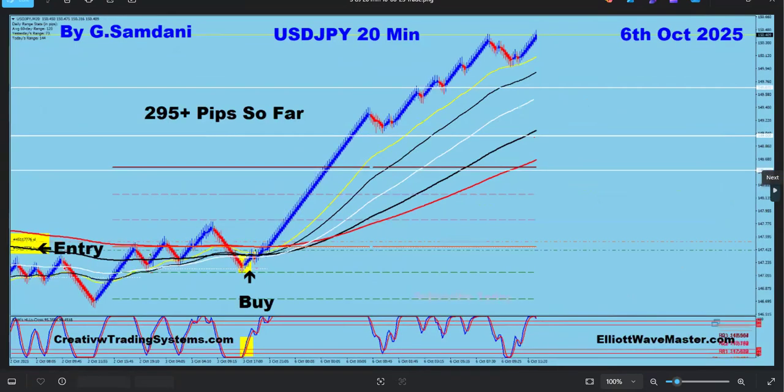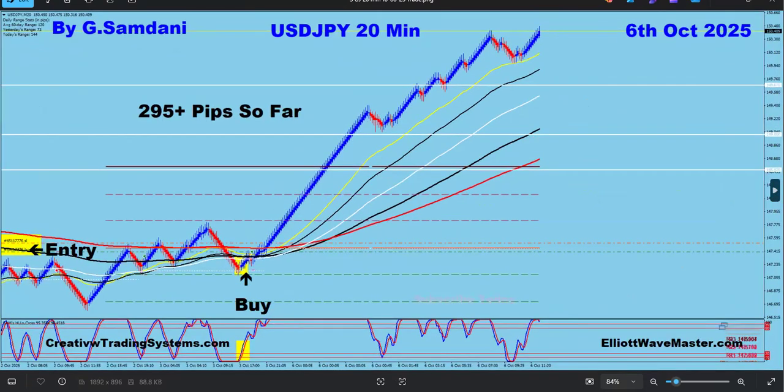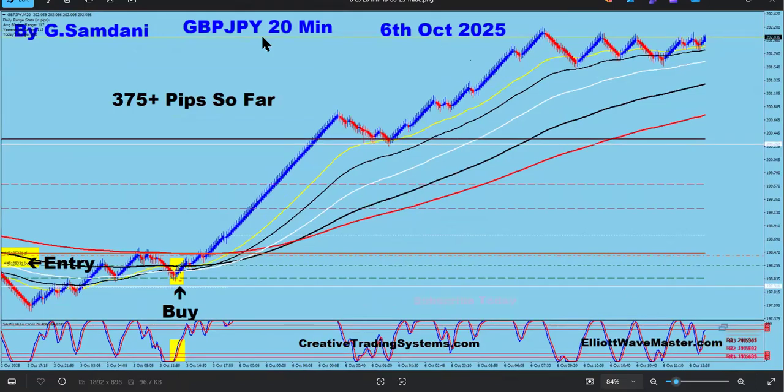From the 20-minute chart, you can see later on. Okay, forget about that chart, it was the Euro USD weekly chart. But this is USD yen from the 20-minute entry here to 295 pip here on Monday the 6th. And this is on Monday, pound yen. This is the entry from the 20-minute chart right there, the entry buy orders. SL moved to break even plus, and you can see here 375 pip.